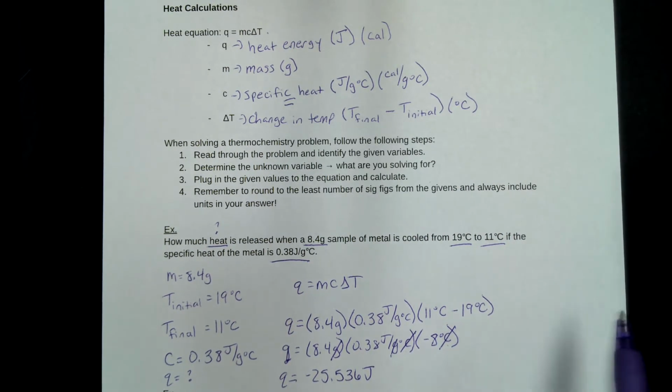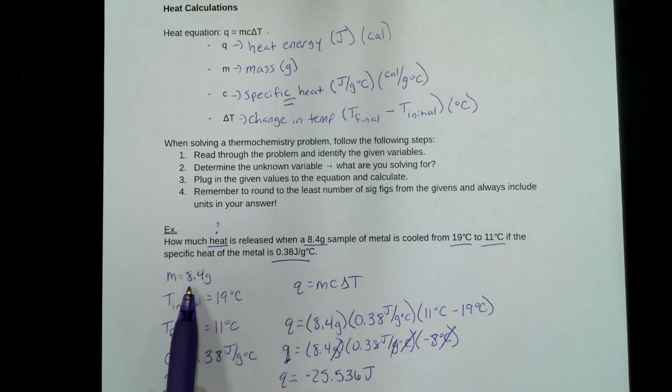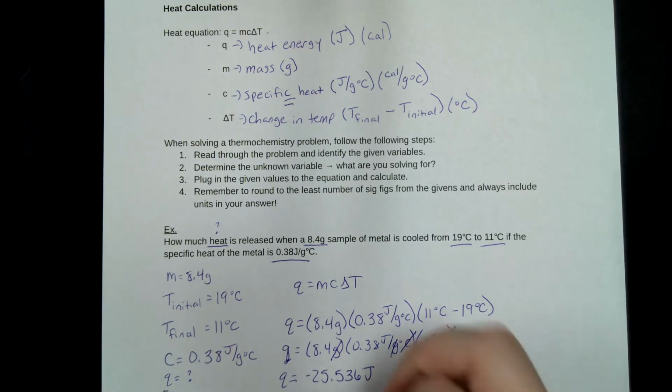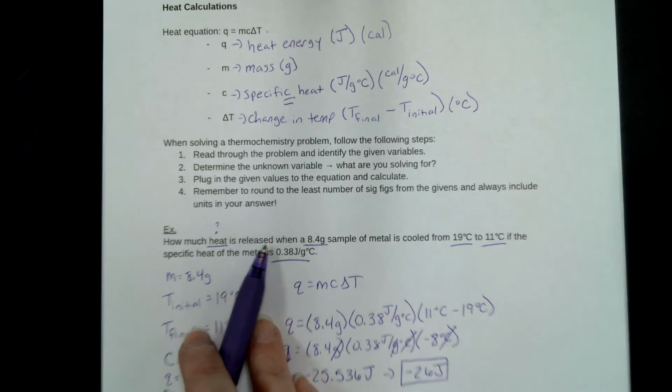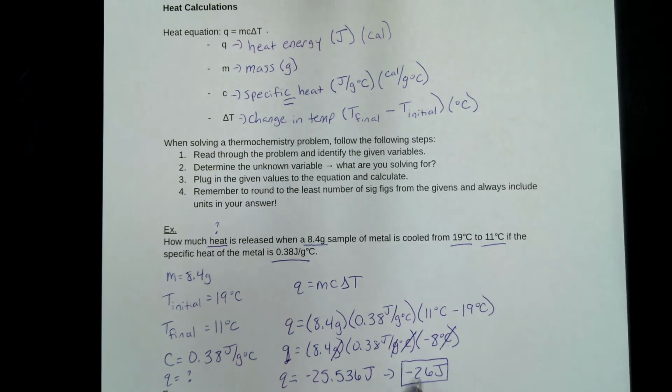So now we think about the sig figs. So if we come back to our givens, we have 2 sig figs here, 2 sig figs here, 2 here, and also 2 sig figs here because leading zeros at the beginning of a number are not significant. So each of our givens has 2 sig figs, which means our final answer should also have 2 sig figs. So our final answer will be negative 26 joules. So the negative sign means that heat has been released, which was given to us in the problem, so we should have an answer that is negative. Let's look at another example.